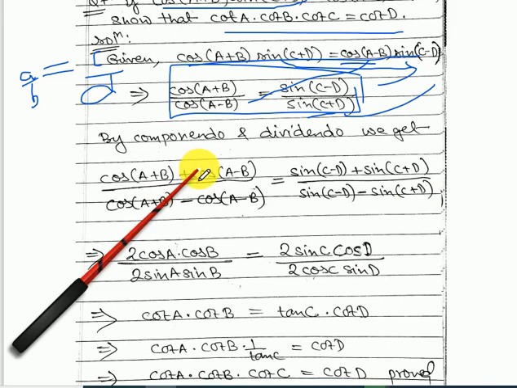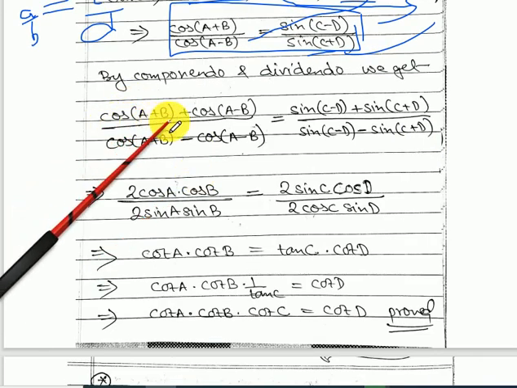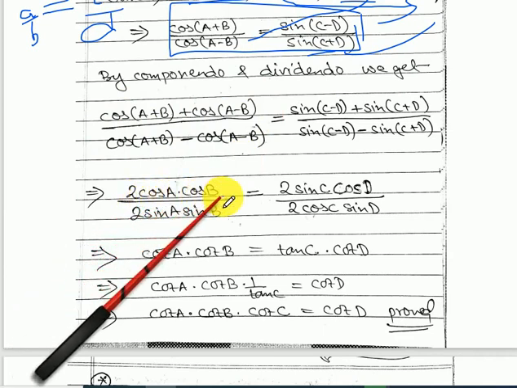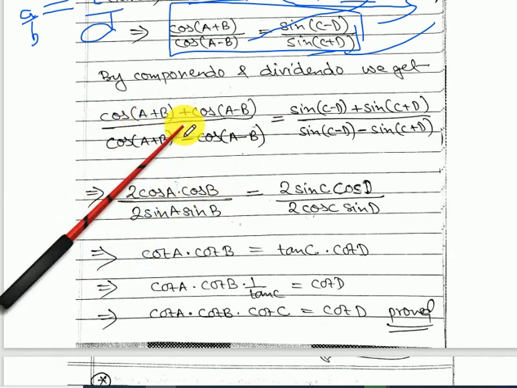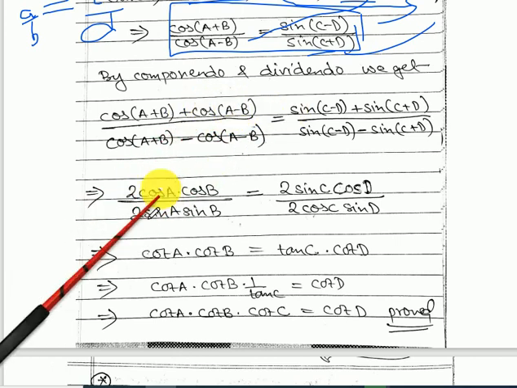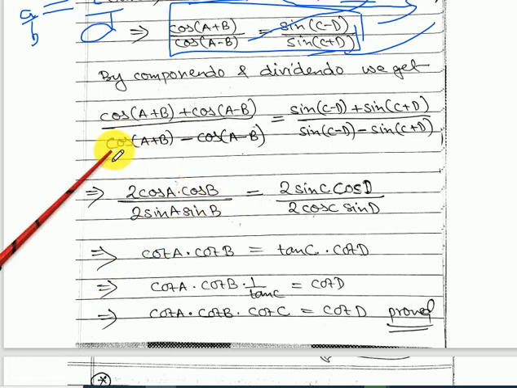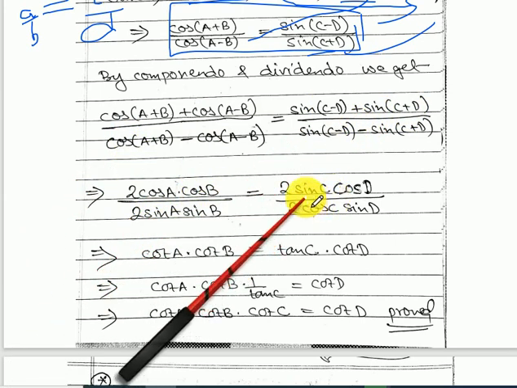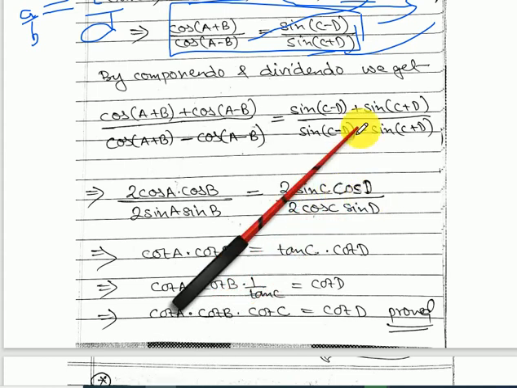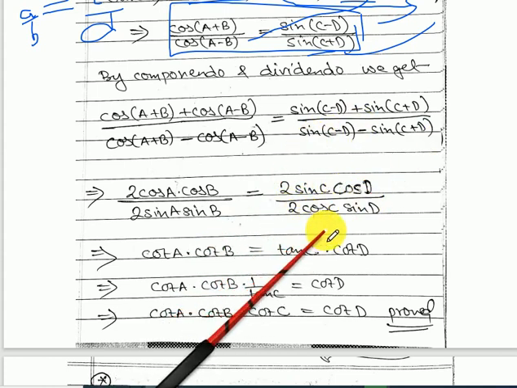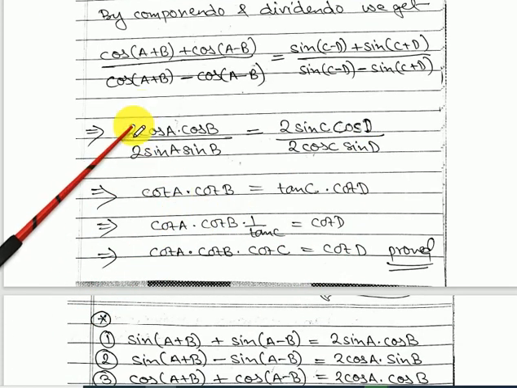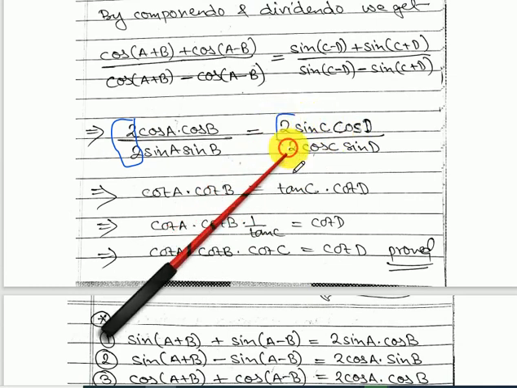Okay, now cos A plus B plus cos A minus B is equal to 2 times cos A into cos B. In fact when you expand this and this, you will see that 2 terms get cancelled over here, and then you get 2 cos A into cos B, and for this you'll get 2 times sin A into sin B. For here you'll get 2 times sin C into cos D, and for this you'll get 2 times cos C into sin D. Clear? And here 2 cancel, here 2 cancel.